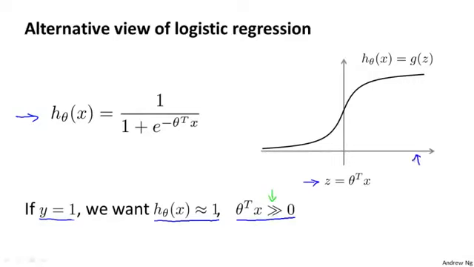And that's because maybe for some reason, theta transpose x is indicative of when z is much bigger than 0, far to the right of this figure, and so the output of logistic regression becomes close to 1.